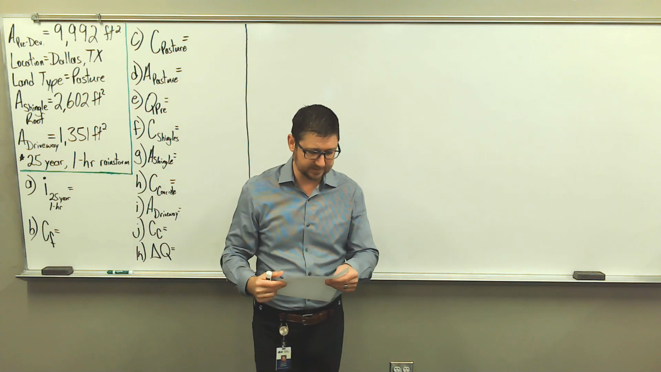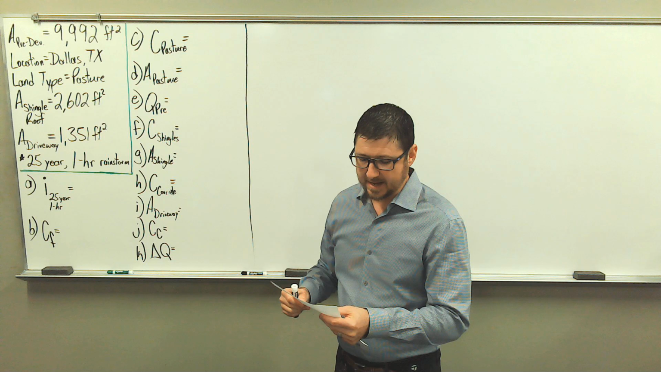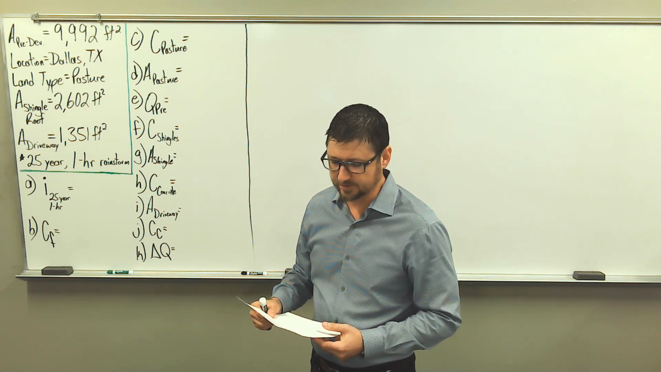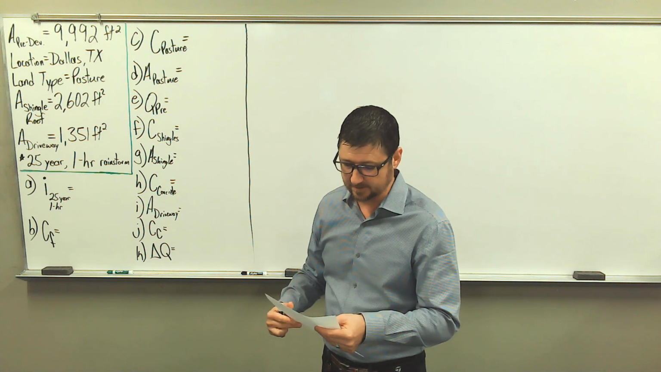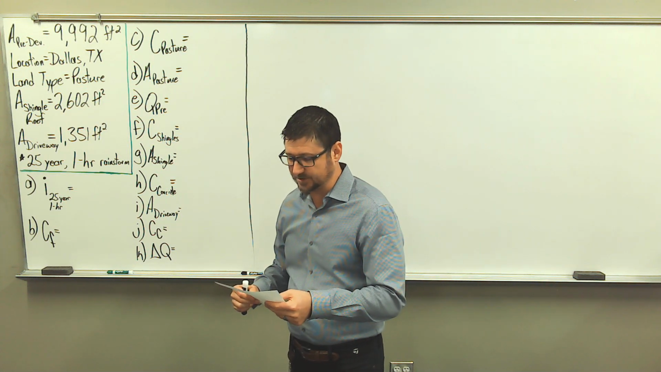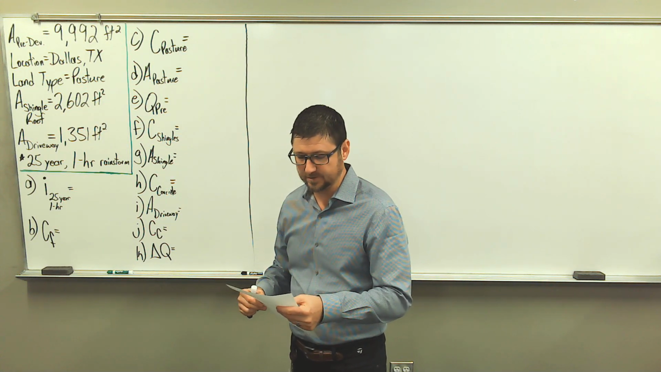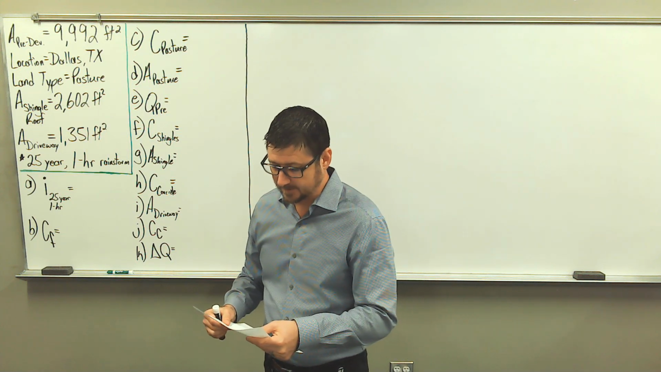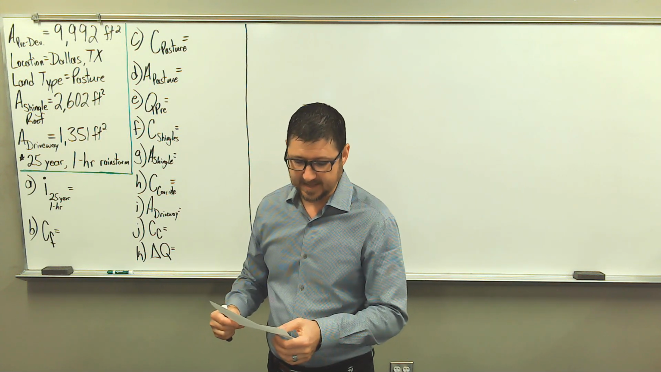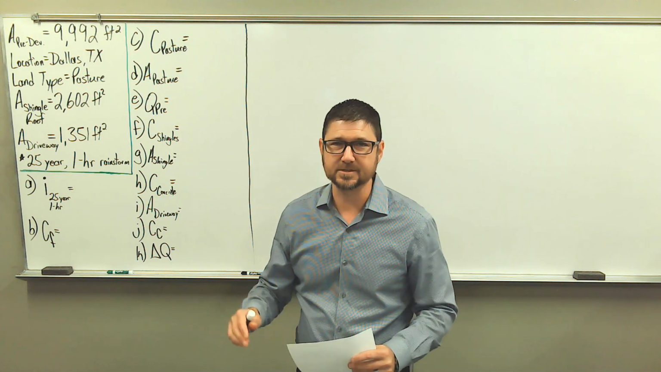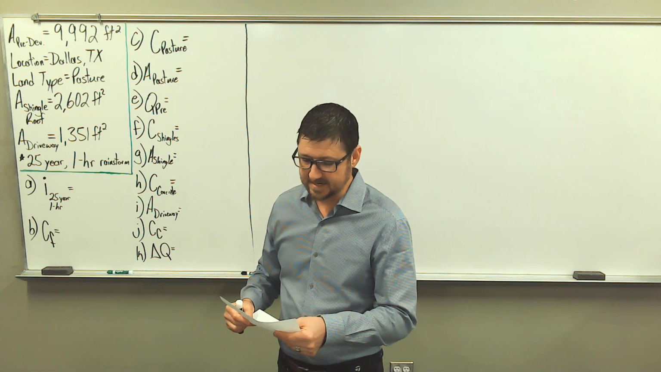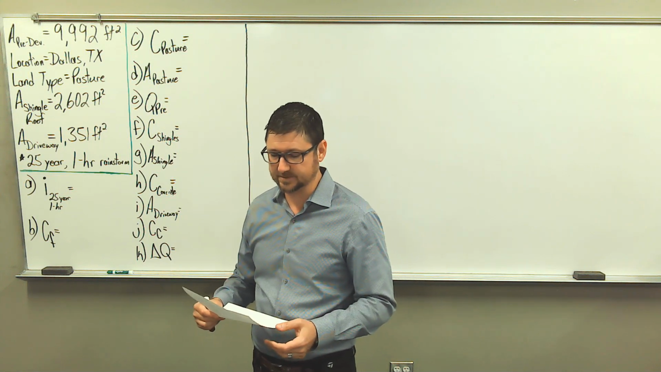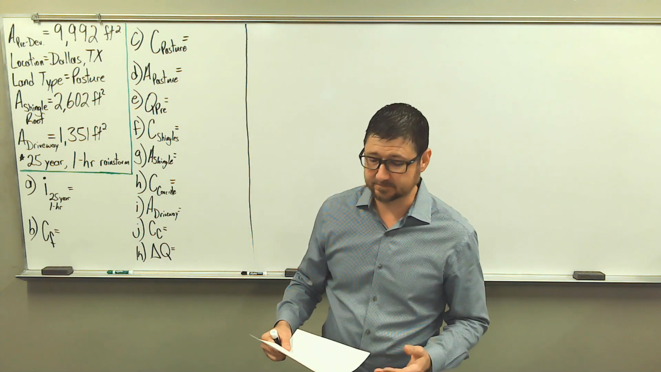1,351 square feet. Use the rational formula to determine the peak runoff rate of the property prior to development, so this is known as pre-development, and after the addition of the home with the shingle roof and concrete driveway. This is known as post-development. Use the National Oceanic and Atmospheric Administration, the NOAA, table to find the rainfall intensity for a 25-year 1-hour rainstorm for Dallas County, Texas.